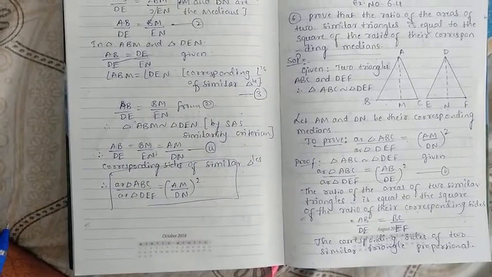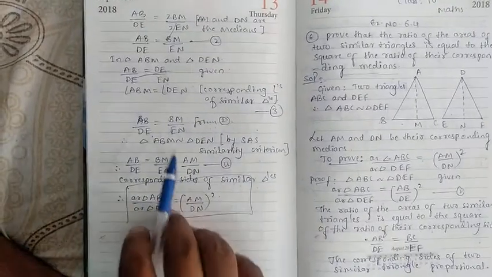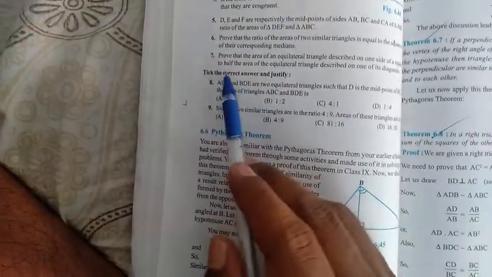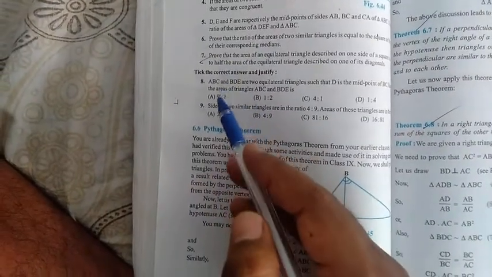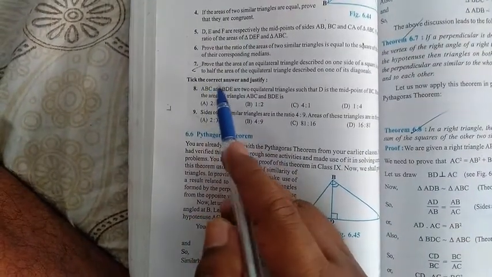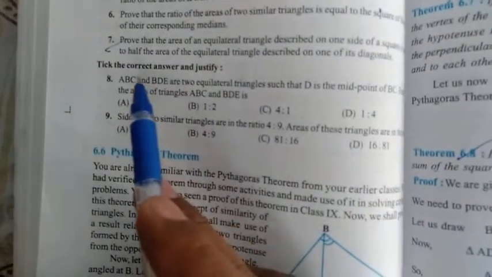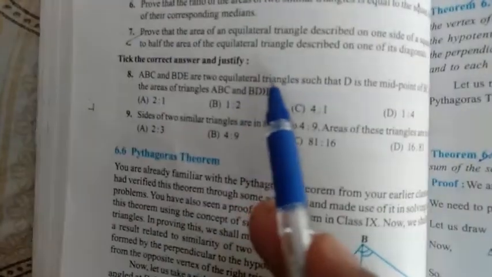Now let's move to the next example. Example number 7 is homework. I will send it in the WhatsApp group. Next, move to the tick the correct answer and justify. See the next question, what is that? Tick the correct answer and justify.